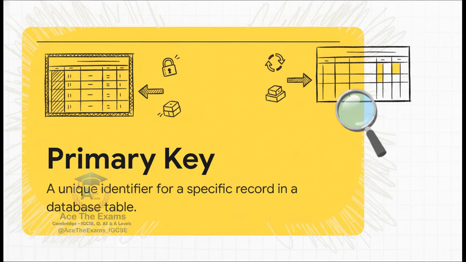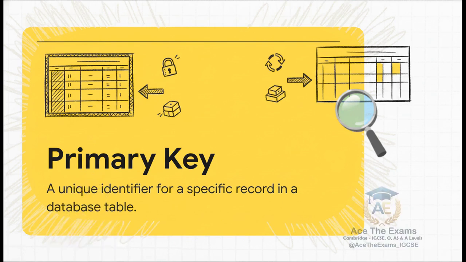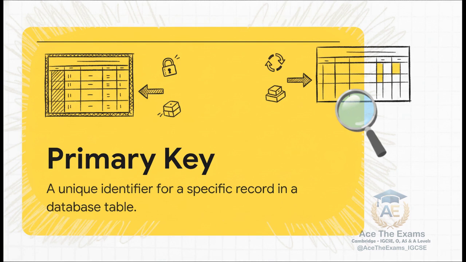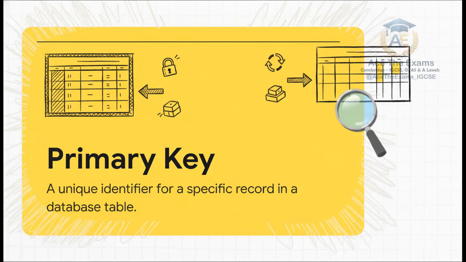Without a unique identifier, you literally cannot reliably update, delete, or link records without causing a massive data anomaly. So when you write your exam answer, yes, you need to state this definition, but you also have to prove to the examiner that you understand its functional purpose. You have to explain how it maintains data integrity.